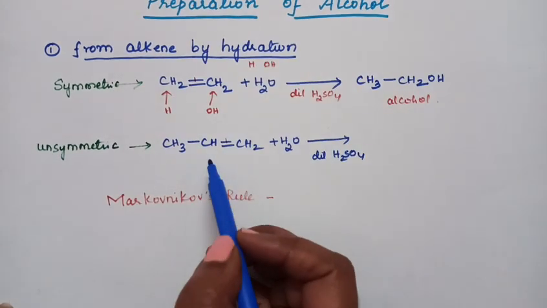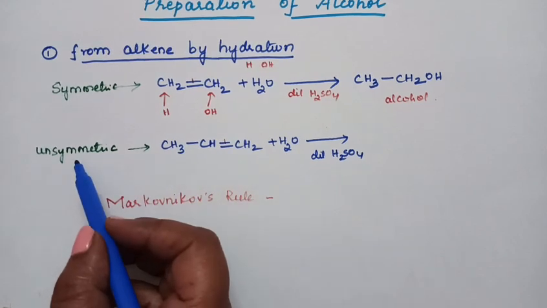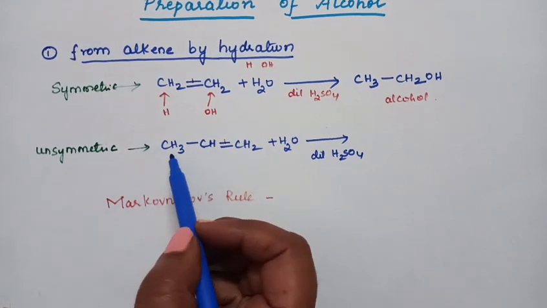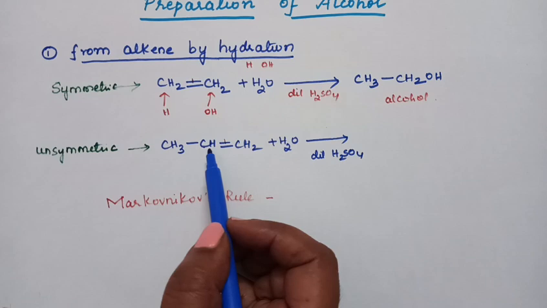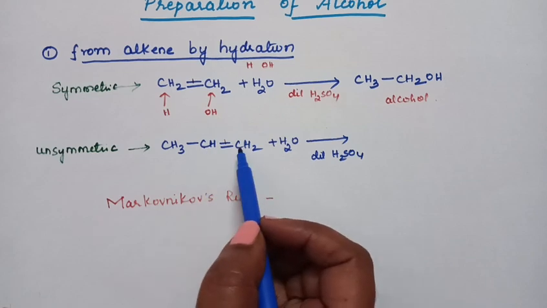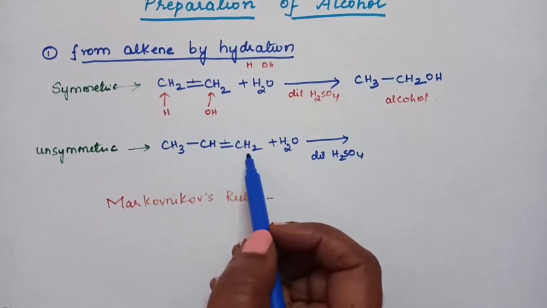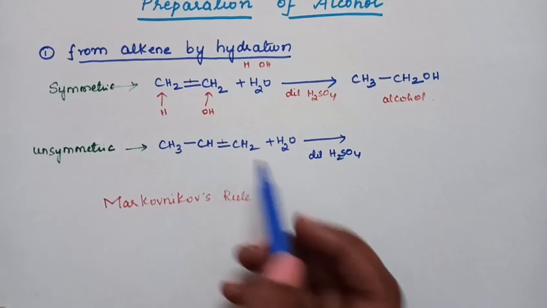So here this is an example for an unsymmetric alkene, because to this carbon a methyl group and a hydrogen are attached, whereas to this carbon two hydrogens are attached. Therefore this is an unsymmetric alkene.